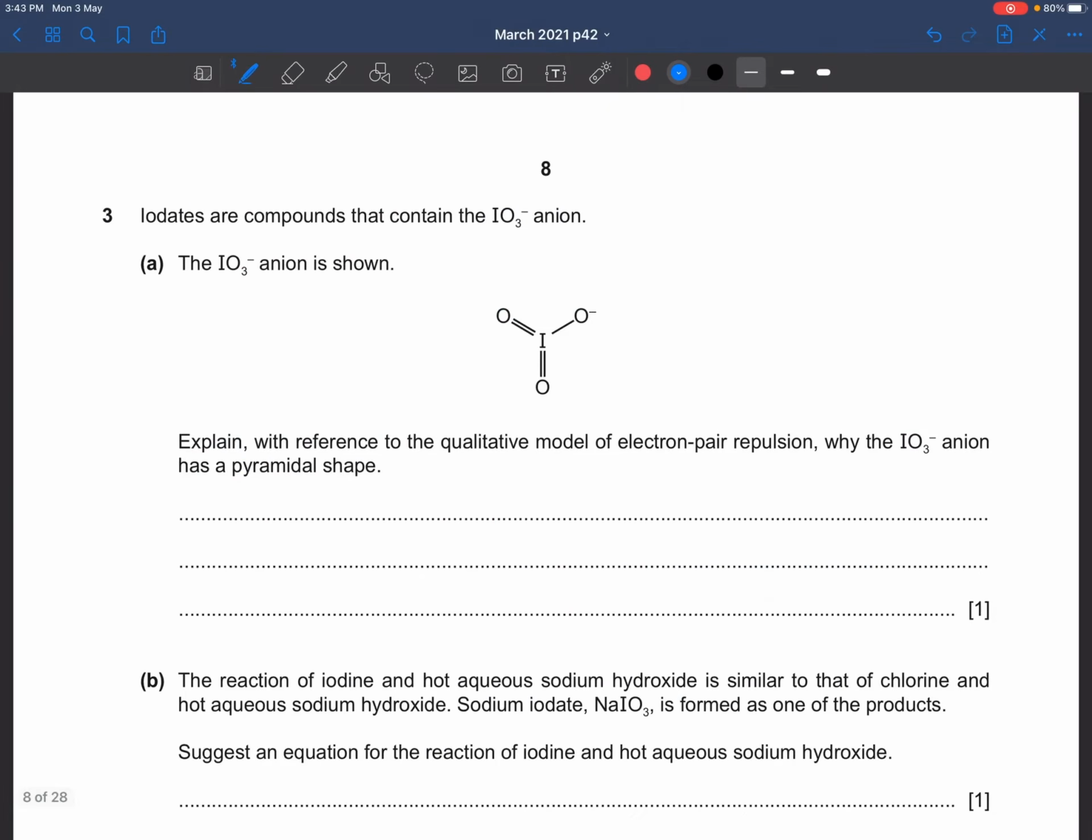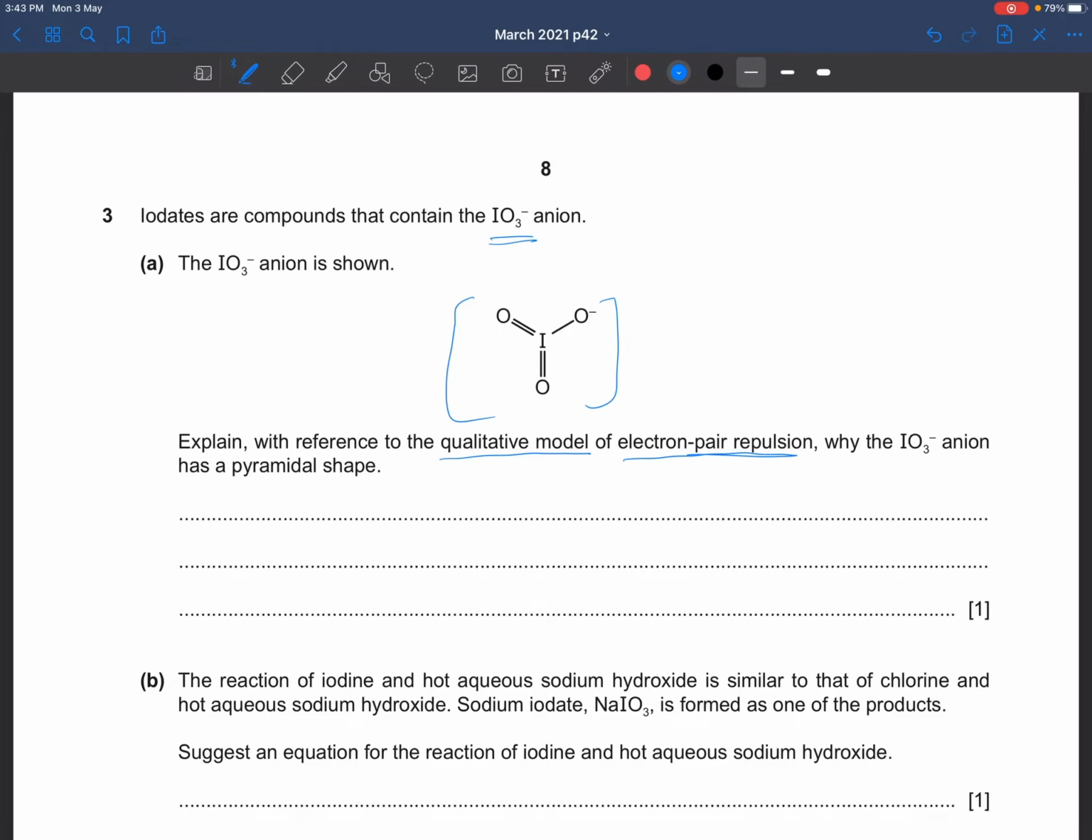Now the third question is, iodates are compounds that contain the IO3 minus anion. The IO3 minus anion is shown. This is the IO3 minus anion. Explain with reference to the qualitative model of electron pair repulsion, VSEPR theory.